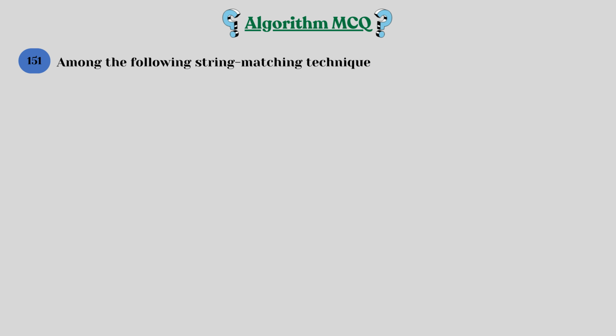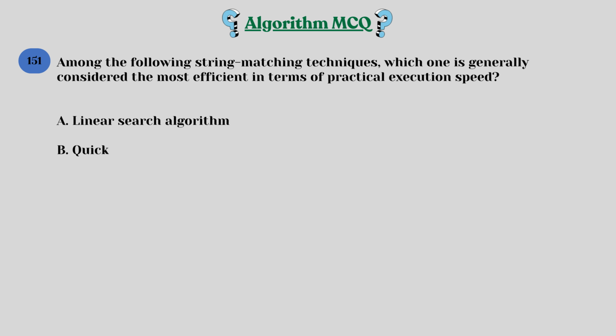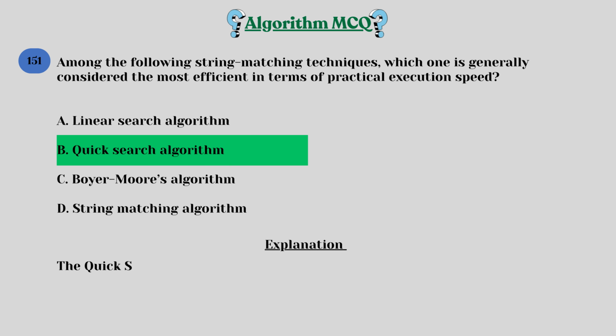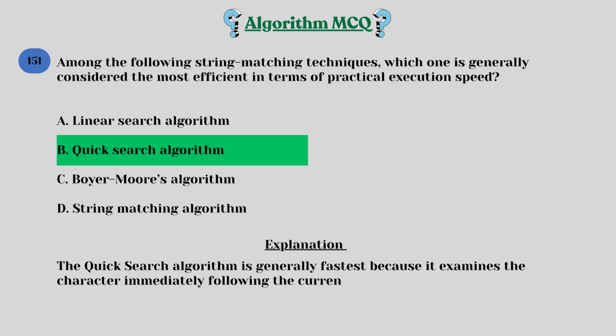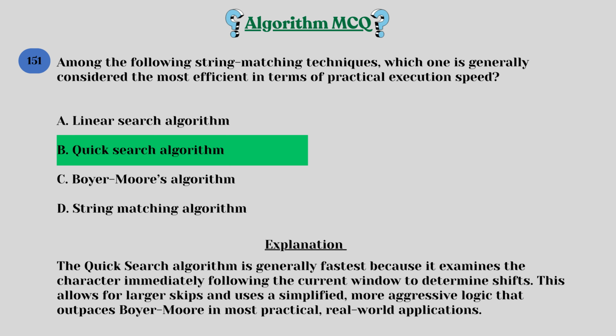Among the following string matching techniques, which one is generally considered the most efficient in terms of practical execution speed? Correct answer: quick search algorithm. Explanation: the quick search algorithm is generally fastest because it examines the character immediately following the current window to determine shifts. This allows for larger skips and uses a simplified, more aggressive logic that outpaces Boyer-Moore in most practical, real-world applications.